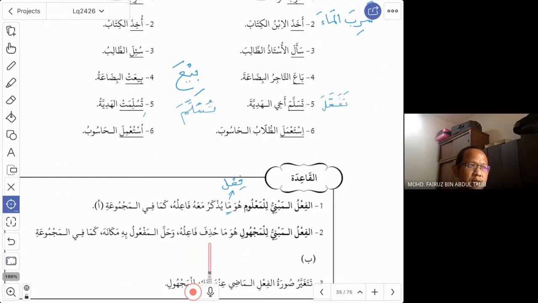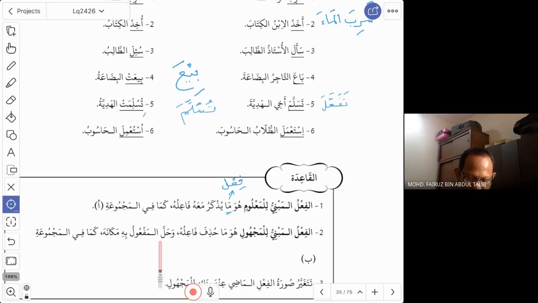Remove here means you do not want to mention at all. Maybe because you do not know, maybe because you are afraid of him. So there are many reasons why you don't want to mention the fa'il. Huwa ma huzifa fa'iluhu. But as we have mentioned just now, mabni lil majhul is the passive voice. So you just say this is active voice, this is passive voice. Wa halal maf'ulu bih makanahu.